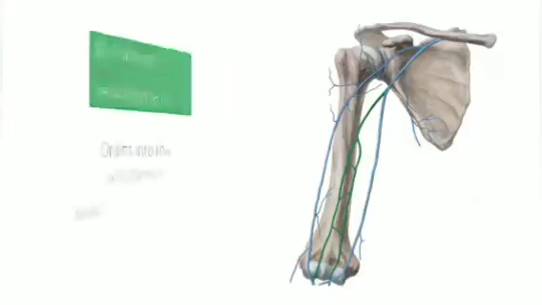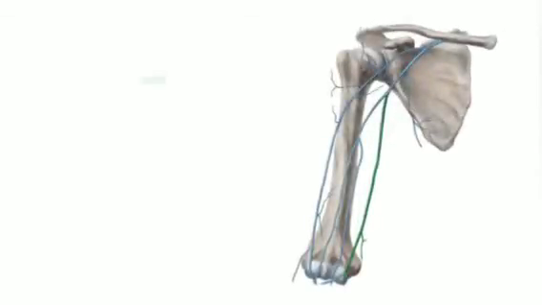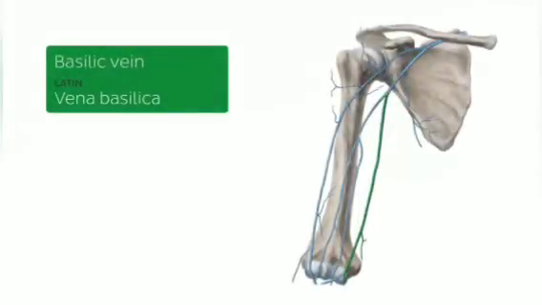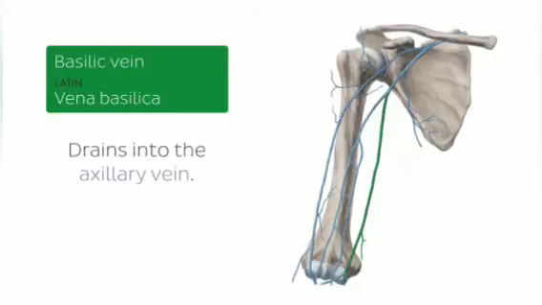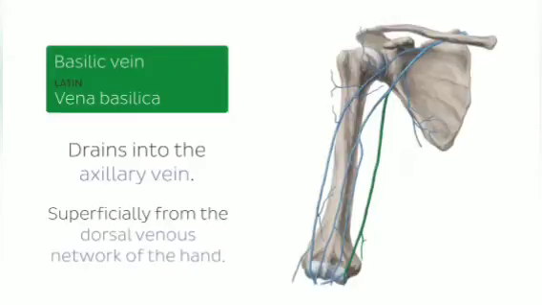The next vein that we're going to talk about, highlighted in green, is known as the basilic vein. This is the other continuation of the axillary vein and runs superficially at the medial side of the lower arm until the dorsal venous network of the hand. It helps drain blood from the hand and lower arm towards the heart.